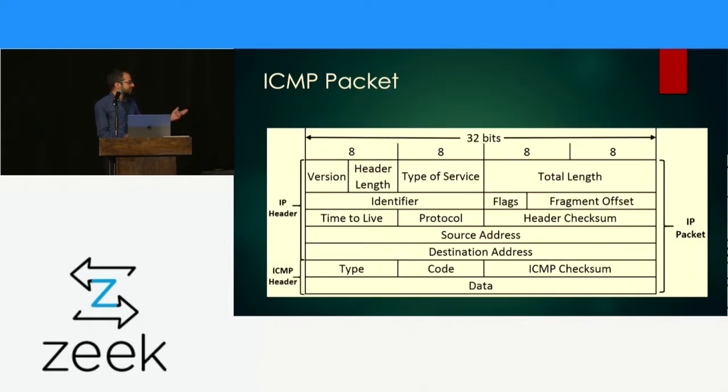This is what an ICMP packet looks like. It rides on top of the IP layer. And you can see on the left, there's the headers for the IP and the headers for the ICMP. And the part we care about, obviously, is down here, the juicy data section.